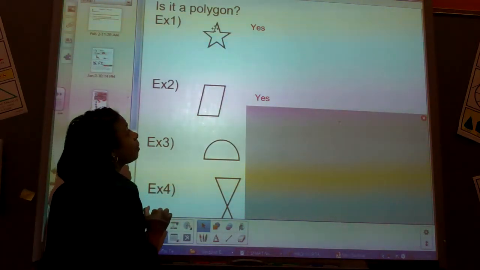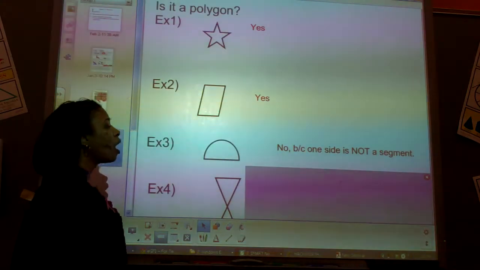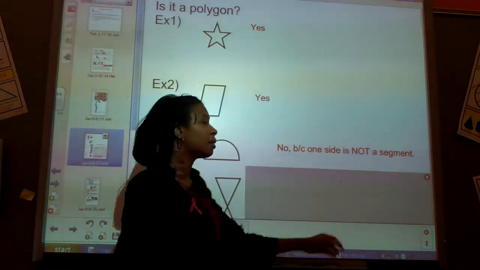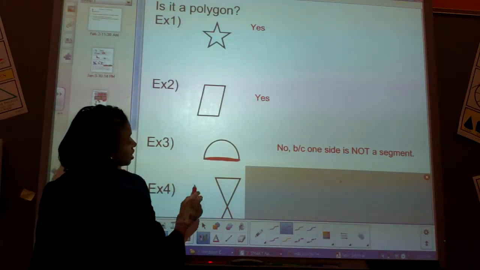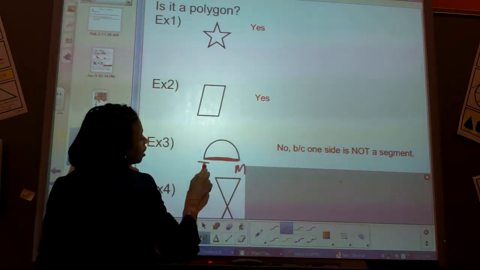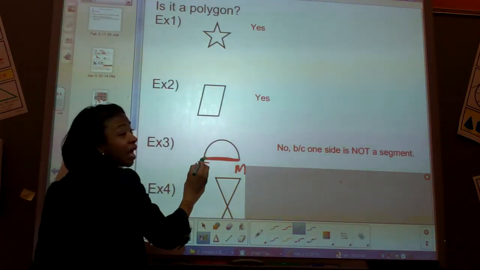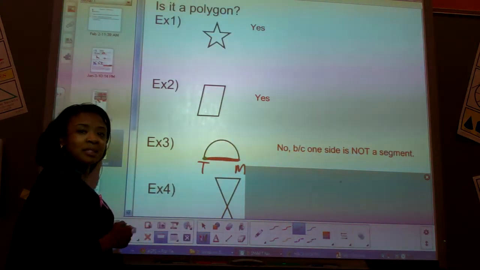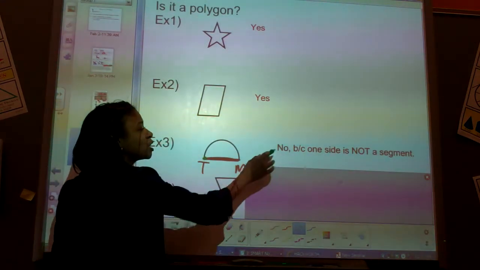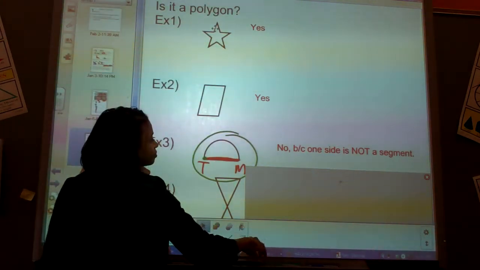Is this a polygon? And the answer to this is no, because one side is not a segment. Yes, this is a segment, but if this is segment TM, does endpoint T connect to another segment? It connects to something, but this is not connected to a segment. It's kind of like a semicircle, half circle. So this is no. This shape is not a polygon.